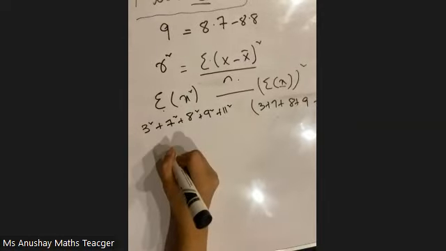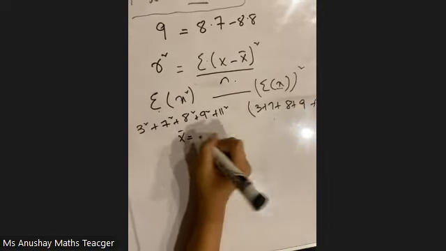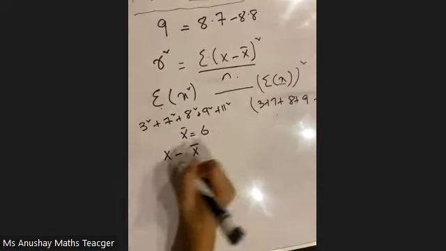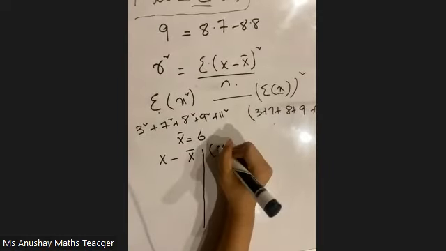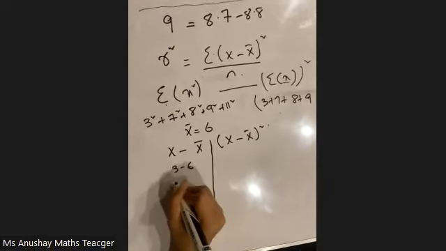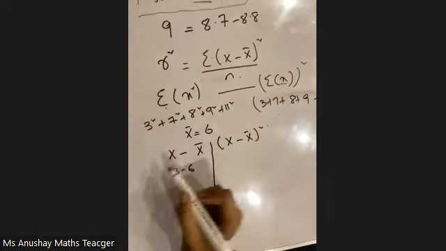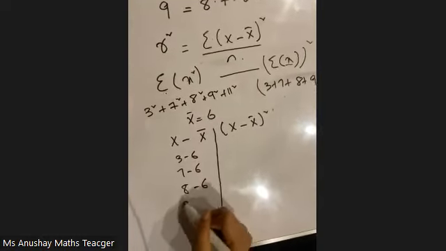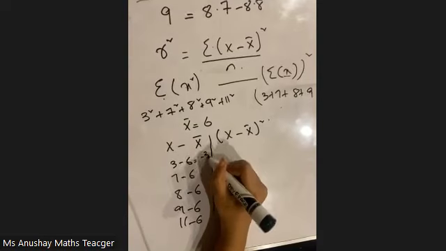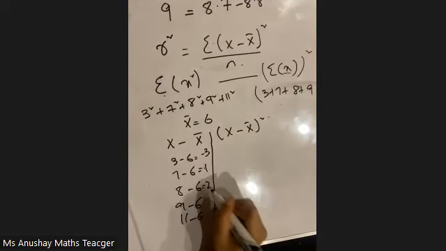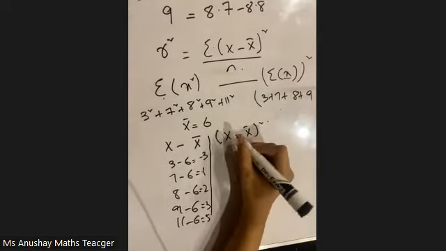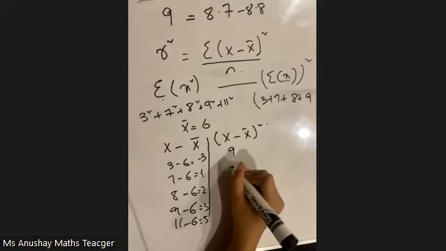So when it comes to summation of x minus x bar, then squared, this means you have to do, for example, my x bar is 6. So I have to calculate x minus x bar. This is a column for x minus x bar, and then you can make a column for x minus x bar whole square. So over here I have to do 3 minus 6, 7 minus 6, 8 minus 6, 9 minus 6, 11 minus 6. Whatever you get over here, you get minus 3, 1, 2, 3, and 5. So you square this, and it becomes 9, 1, 4, 9, 25.